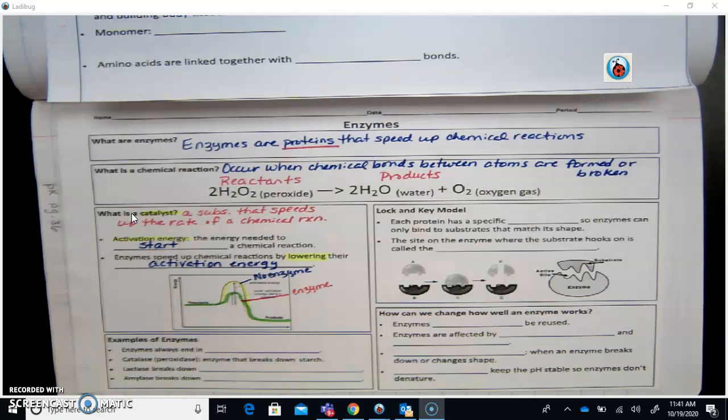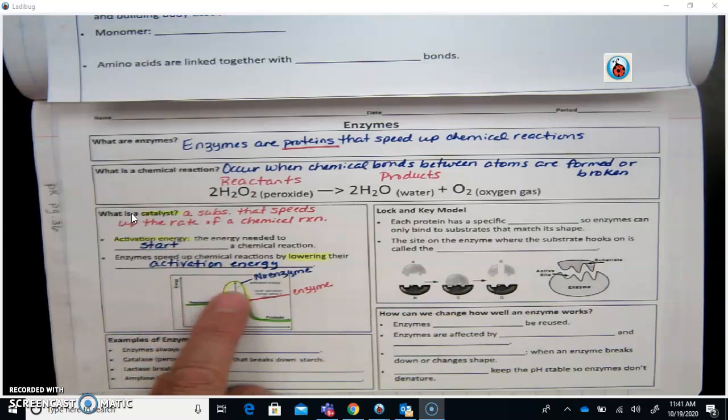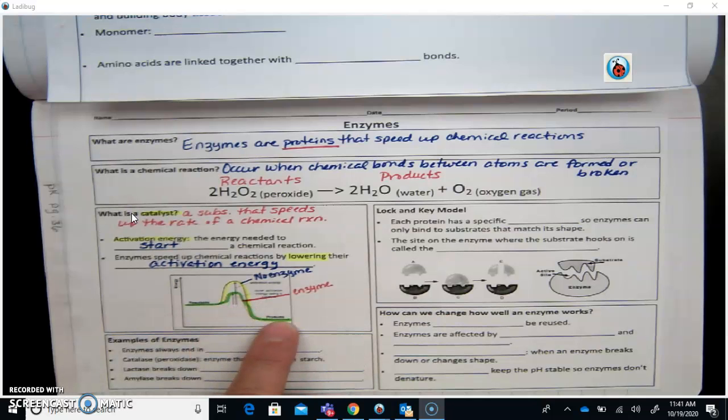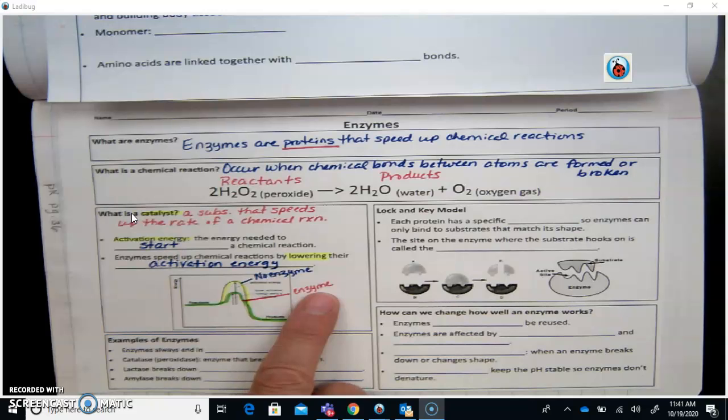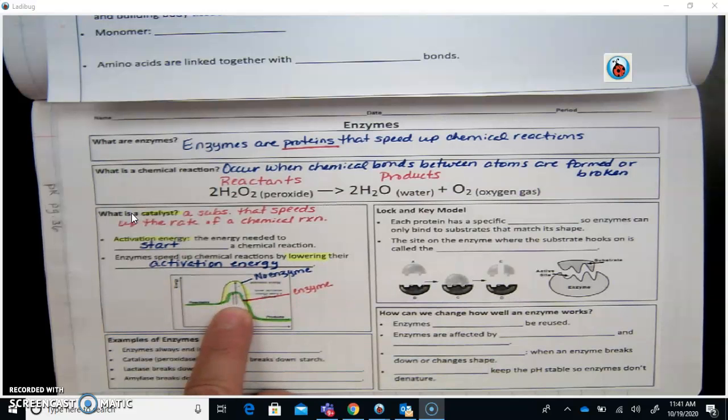Let's just pretend that you were running a race, and there were two courses. You had the yellow race, and then you had the green race. Which one could you run at a faster pace? Obviously, the one in green. You have less of a hill to climb, so to speak. And so again, enzymes will speed up chemical reactions by lowering that activation energy.